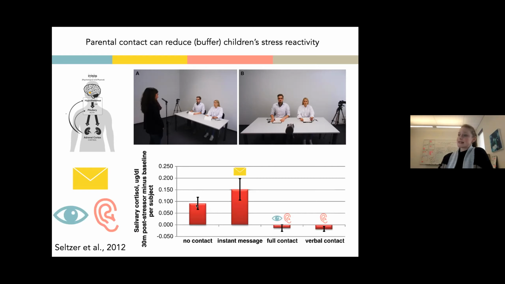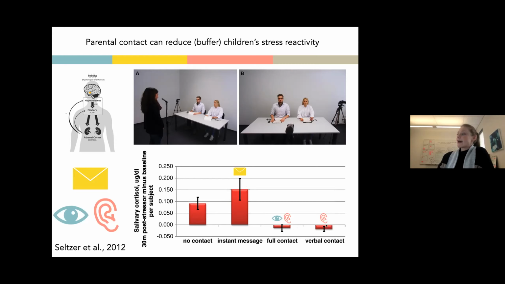What you can see here is that about 20 minutes after the stressful event, this is cortisol, the end product of this stress response, being measured in saliva. You can see that for girls who had no contact with their parent, their stress hormone levels were still elevated after the stressful event. For girls who were able to instant message their parents, they also still had elevated cortisol levels. These are higher than this group visually, but these are error bars. They're not overlapping. They actually were not statistically different from one another. So either no contact with parents or text messaging was not effective in helping baseline levels come back down quickly.